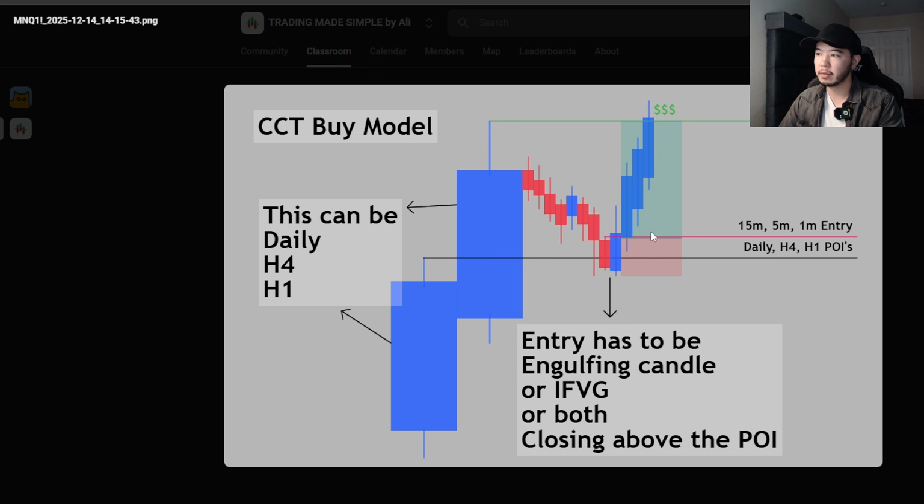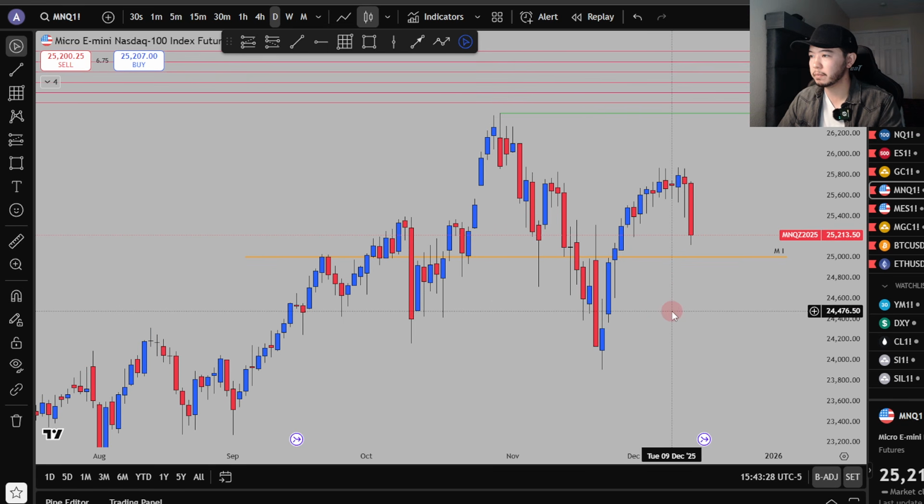Once it closes above it, we enter. Put a stop loss at the most recent swing low or swing high, depending on if you're buying or selling, and we simply target the hourly high, 4 hour high, or the daily high. That's it, simple as that. So let's get right into it.